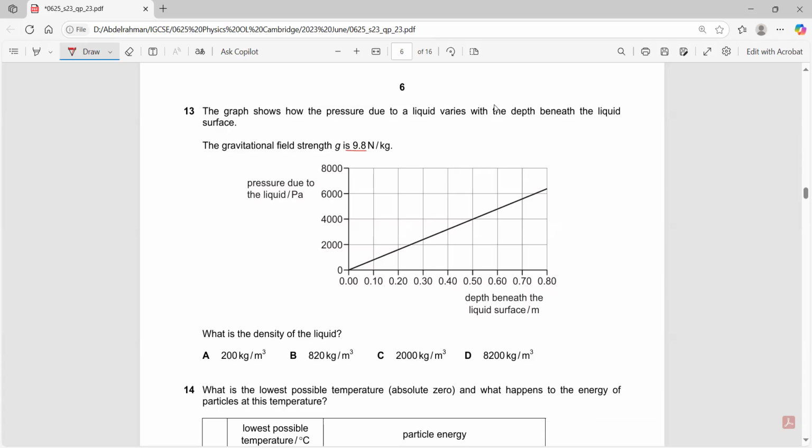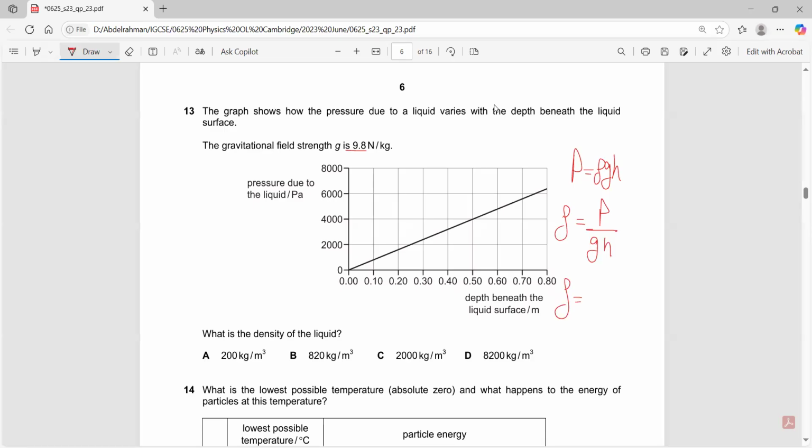So you have the pressure, you have the depth, you have the g. Can I find the density? Yes, because pressure equals rho g h. We need to find rho, which is the density, right? Pressure over g h. So the density would be equal.